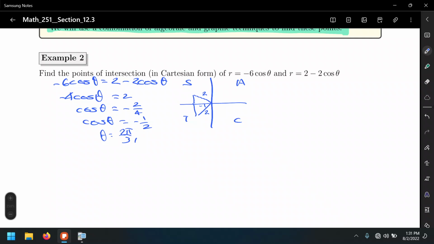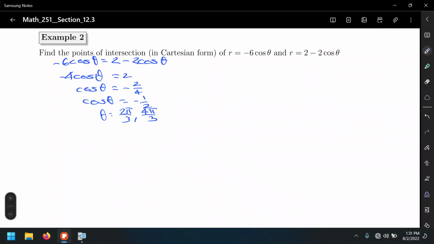And 4 pi over 3. All right. Those are the two angles for which cosine is -1/2. Okay, so now this is what we need to do. We need to compute those points of intersection in both polar form and Cartesian form for each of the two angles. It's like going back to plugging in the original equation and all that.